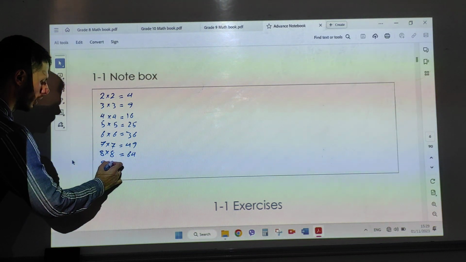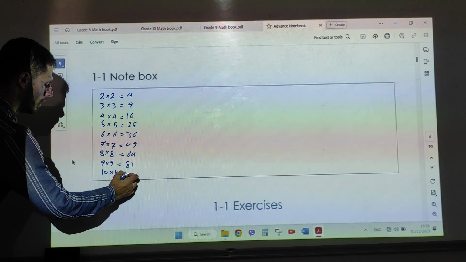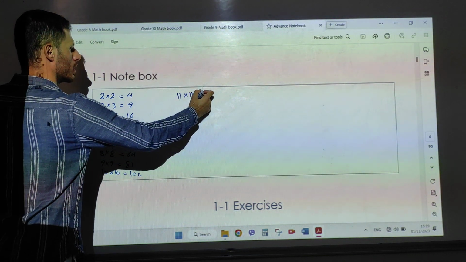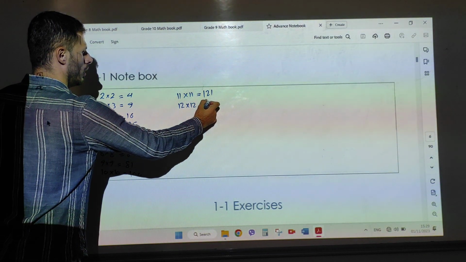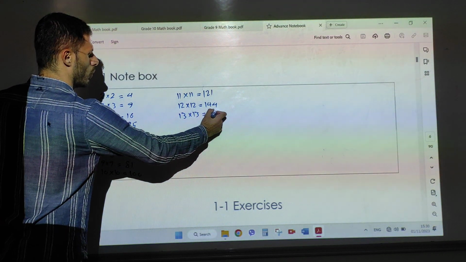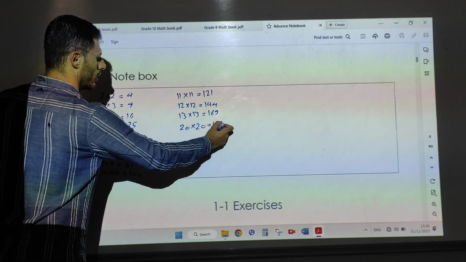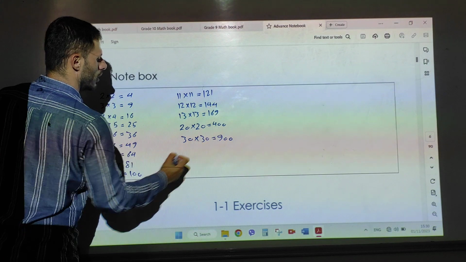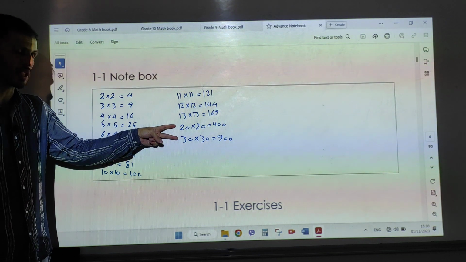8 by 8 is 64. 9 by 9 is 81. 10 by 10 is 100. 11 by 11 is 121. 12 by 12 is 144. 13 by 13 is 169. 20 by 20 equals 400, and 30 by 30 is 900. You must know these two in case you got a number which is very great.